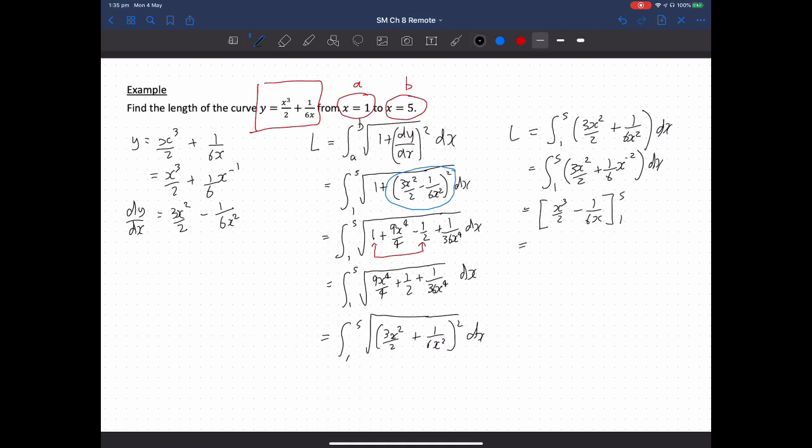Substituting in the value of 5, we get 5 cubed on 2 minus 1 on 6 times 5, minus, substituting in the value of 1, 1 cubed on 2 minus 1 on 6 times 1. That will end up giving us 932 on 15. We're working out a length, it's a linear distance, so units.